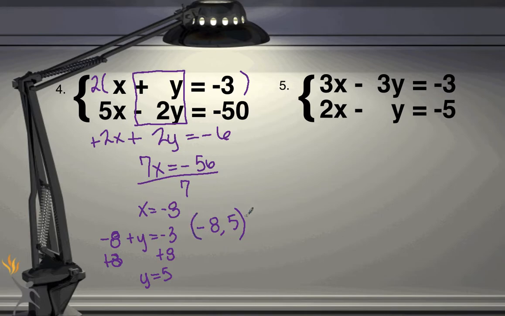Hopefully you got that problem. If not, take a look at your partner, see if you guys can figure out where you may have missed a sign or missed an answer. Let's take a look at number 5 and check that one as well.